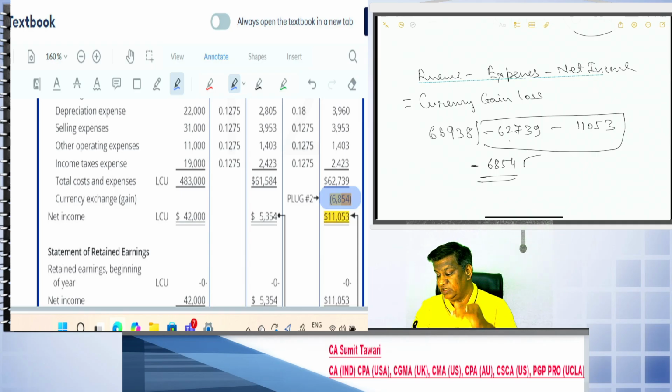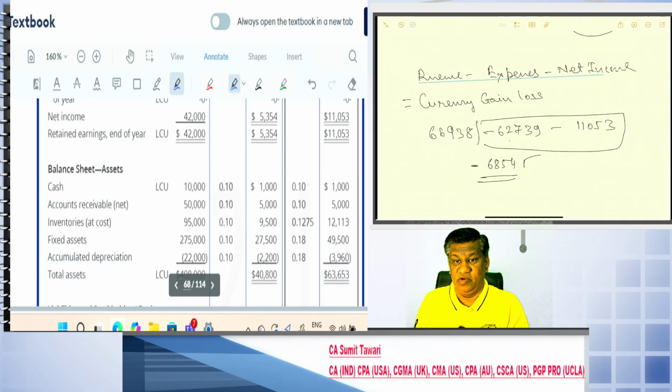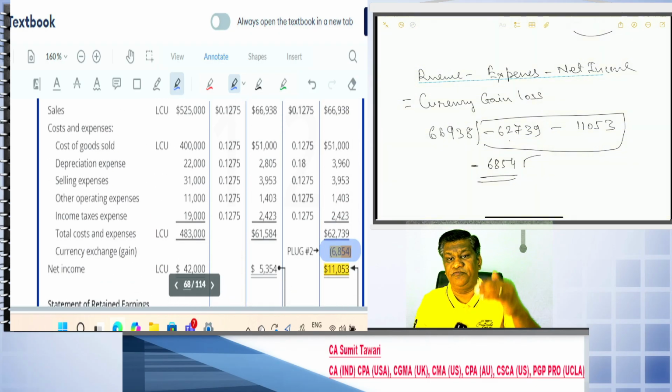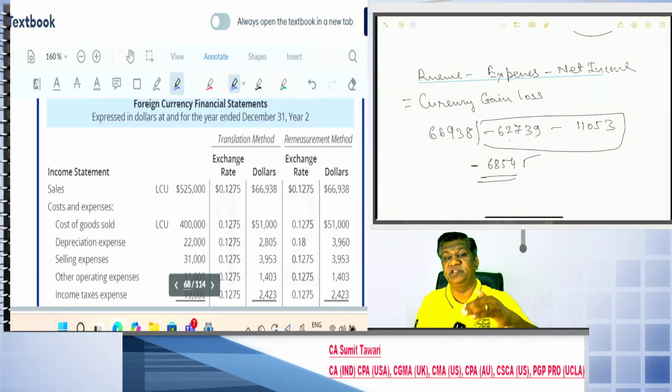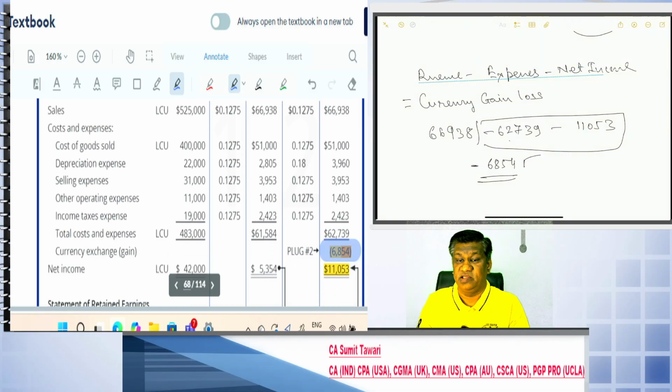Are you able to understand? No, sir, it's a little confusing. Okay. First let's see in a remeasurement what exchange rate we apply where, and then we go to the calculation part.